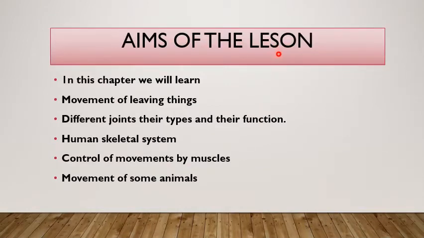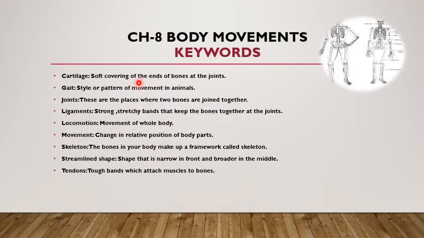Aim of the lesson. In this chapter, we will learn movement of living things, different joints, their types, and their function. Human skeletal system. Control of movements by muscles. Movement of some animals. Before starting the chapter, we will discuss a few difficult words.